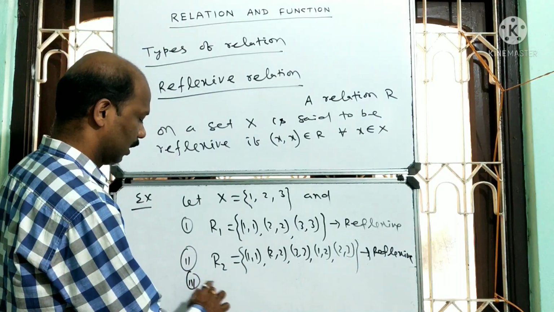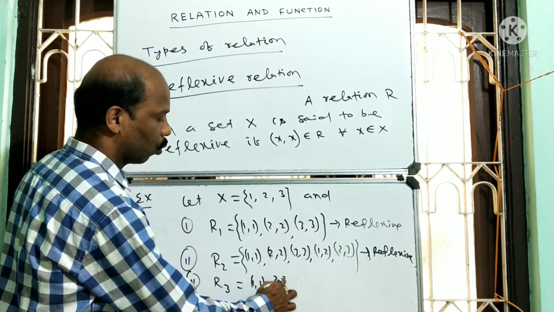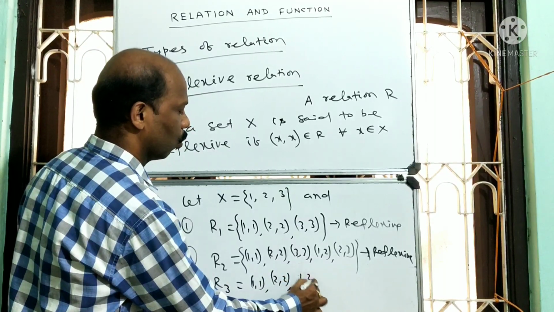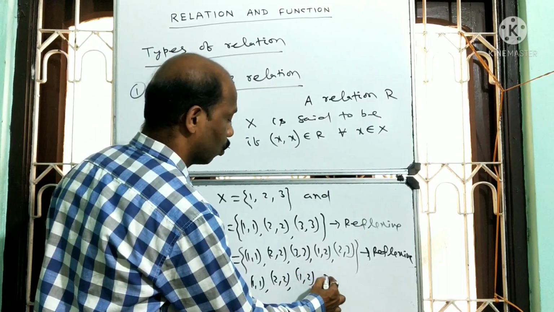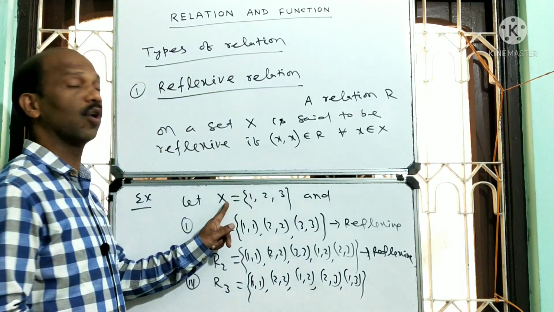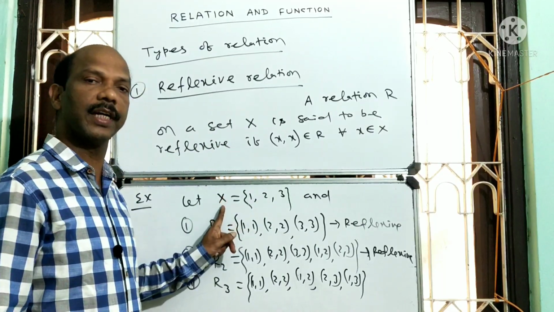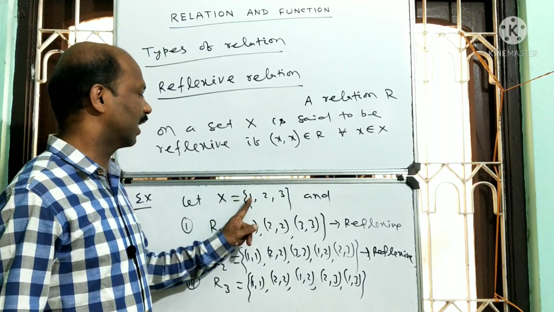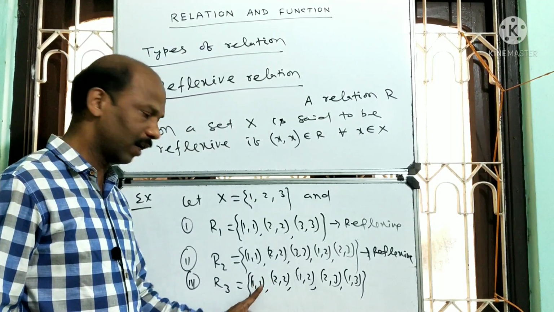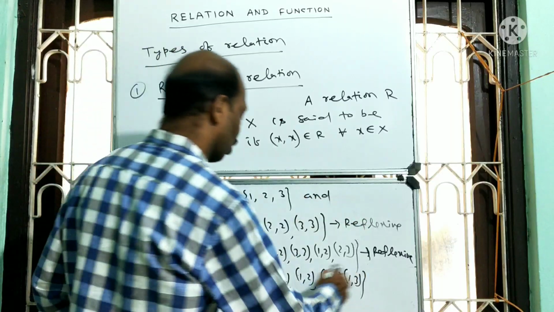Then third, R3 is equal to {(1, 1), (2, 2), (1, 2), (2, 3), (1, 3)}, (3, 3) is not there. Whether it is a reflexive relation on the set X or not, easily we can say that it is not a reflexive relation on the set X because X has elements 1, 2, 3. Here (1, 1) is there, (2, 2) is there, so 1 is related to 1, 2 is related to 2. But 3 is not related to 3. So it is not reflexive.